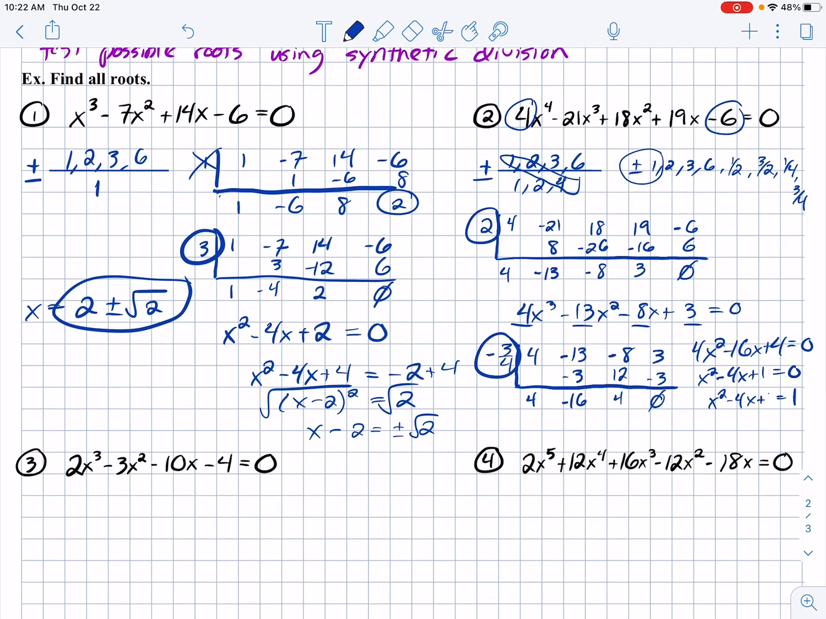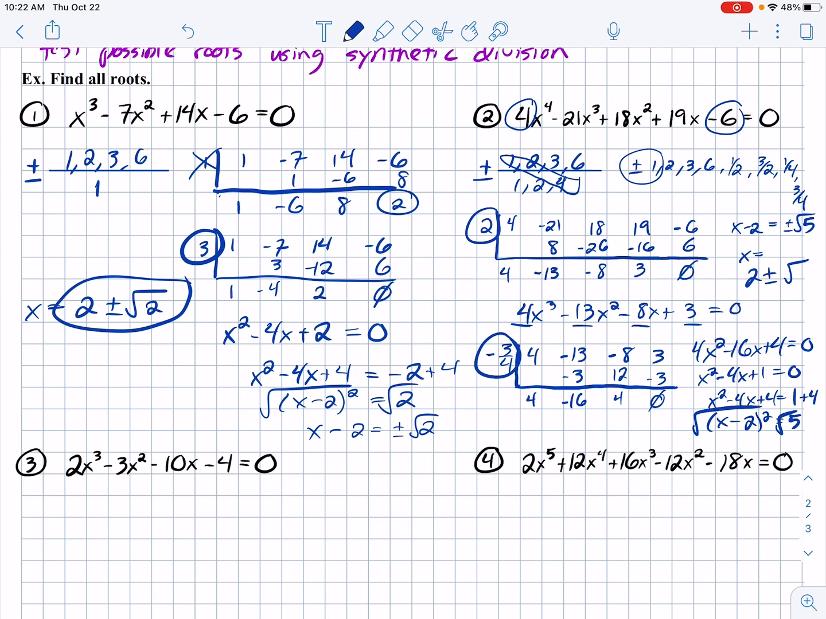We're going to add 4 to both sides. So we factor down to x minus 2 squared equals 5, and we're going to take the square root. I'm going to move this up here. We have x minus 2 equals plus or minus root 5. So we have x equals 2 plus or minus root 5 here.